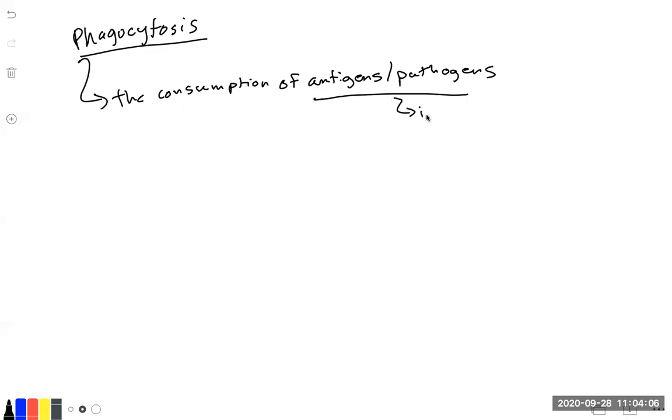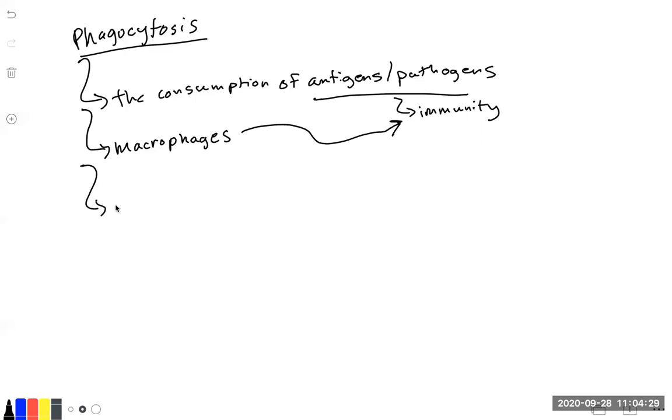Phagocytosis is a process in immunity, or the immune system. So what type of cells practice phagocytosis? They're macrophages. And these are immune system cells. So they are also immunity. Let's break down the word phagocytosis, and then we'll break down the word macrophage, and then we'll get into the mechanism.